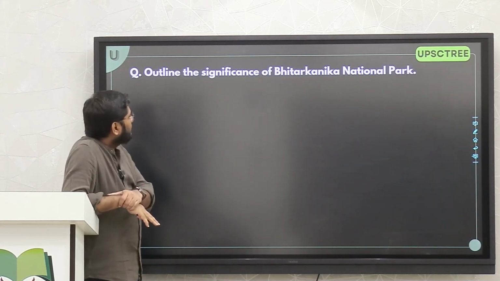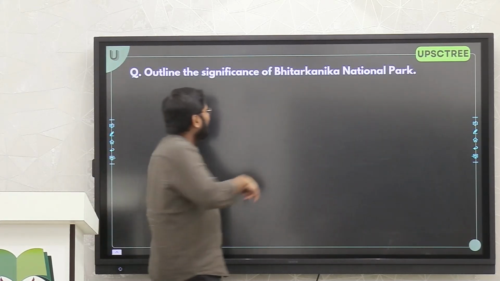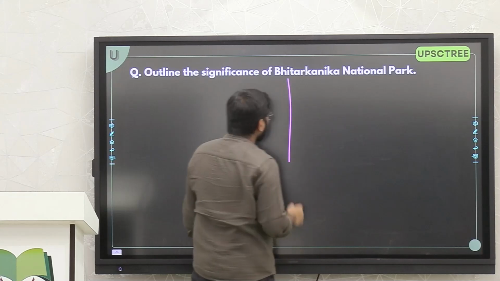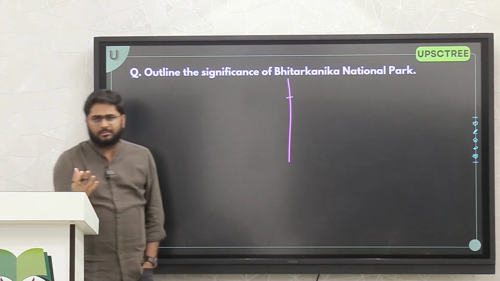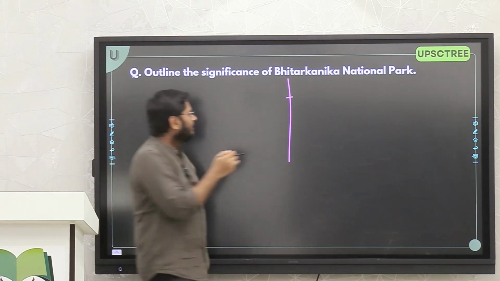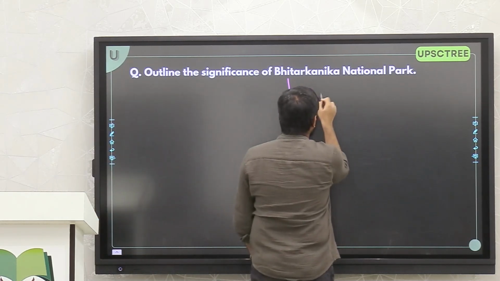Next question: outline the significance of Bhitarkanika National Park. Interesting question. This has been in the news multiple times. What are the things you can write? That Bhitarkanika National Park is a Ramsar site.